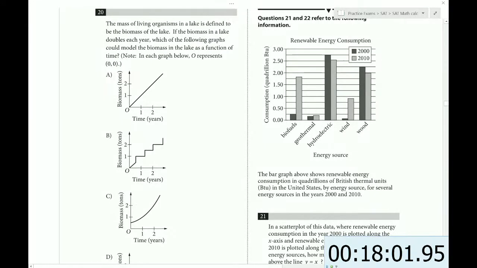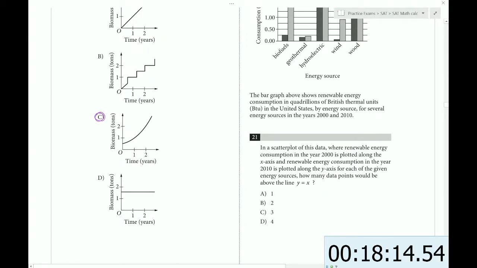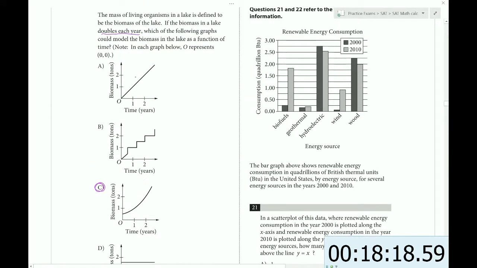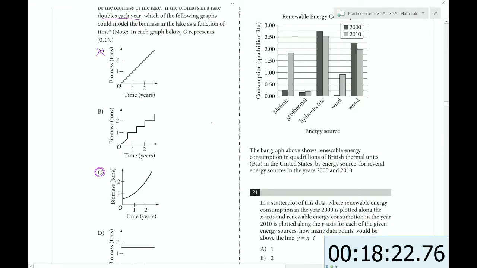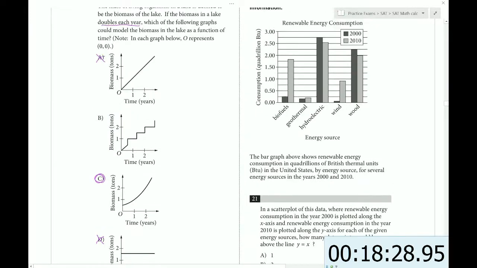The mass of living organisms in a lake is defined to be the biomass of the lake. If the biomass doubles each year, which of the following graphs could map that out? So that's an exponential growth, which has to look like this. So if it were adding something each year, that's when we would have a linear situation. Choice D would be it doesn't change depending on the year. And this one is just sort of wacky. Okay.